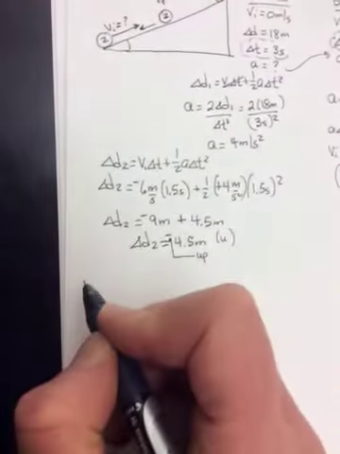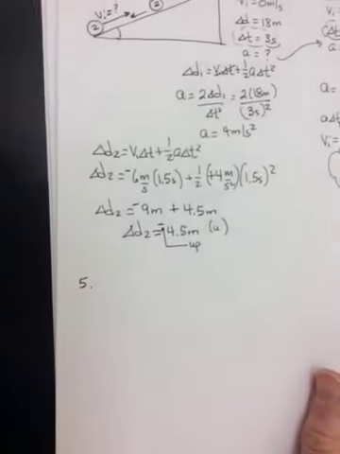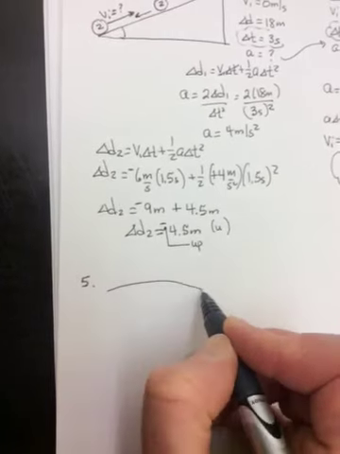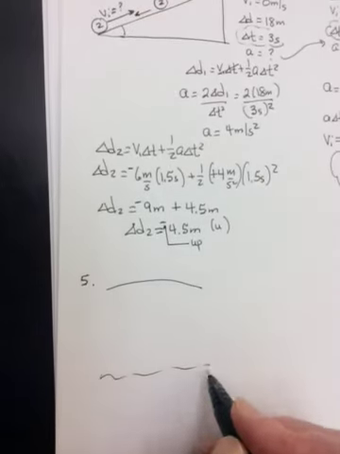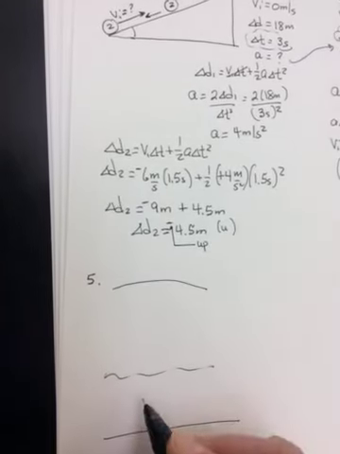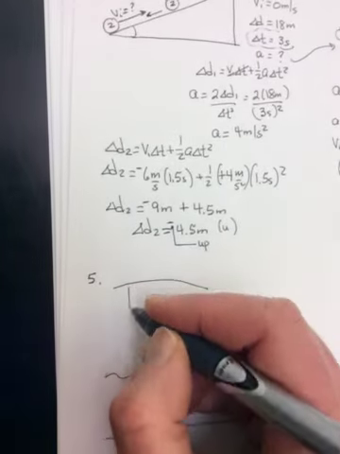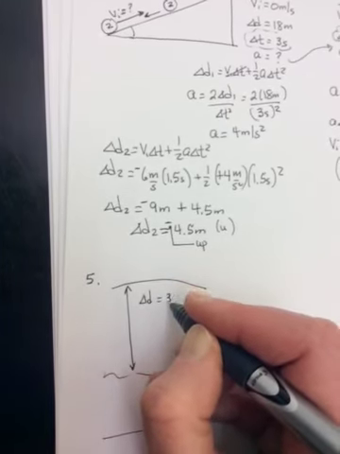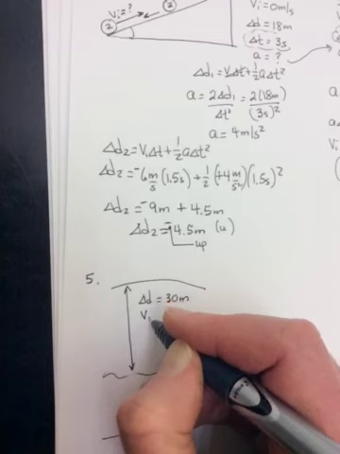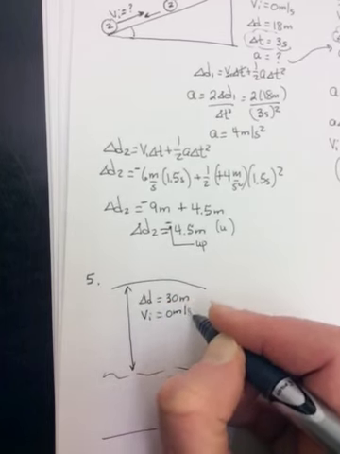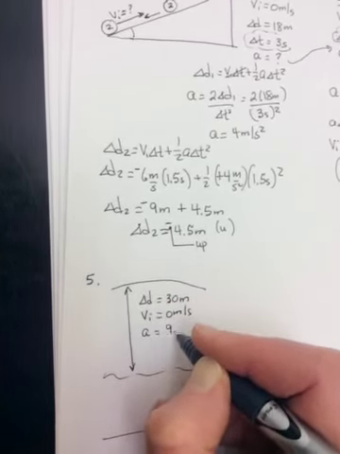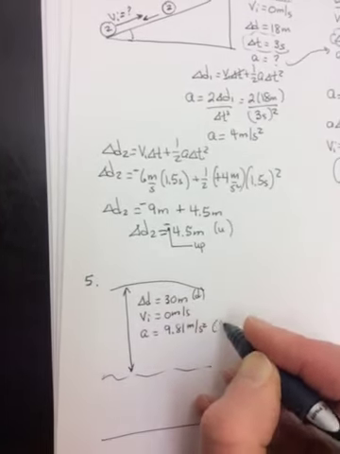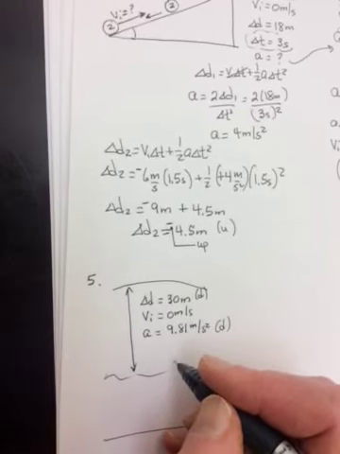Number 5 says, a rock is dropped from a bridge that's 30 meters above the water surface. So here's the bridge, here's the water, here's the bottom. So this distance, delta D, is 30 meters. It's dropped, which means VI is 0. A is 9.81 meters per second squared. Delta D is going down, A is going down.